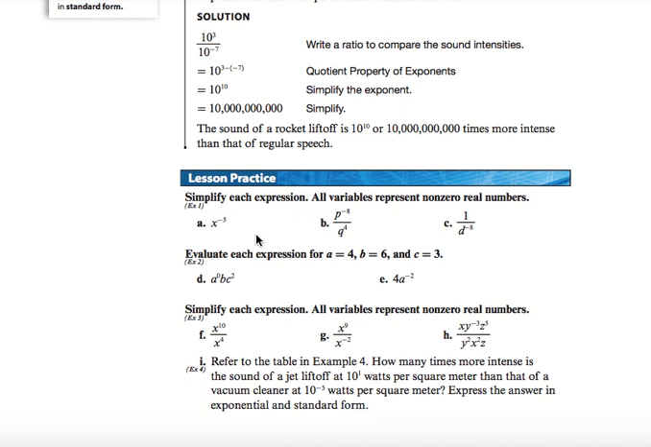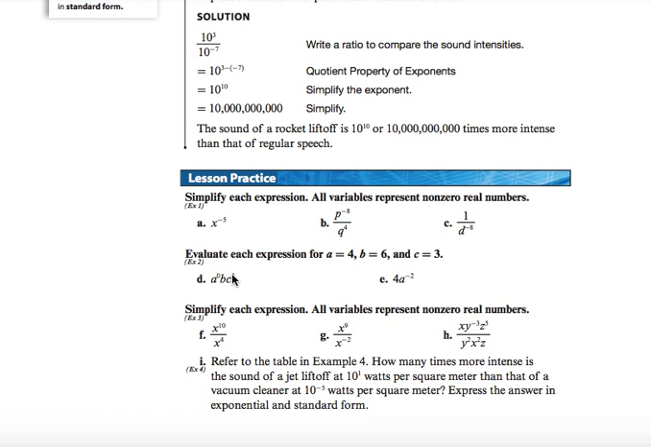Simplify each expression in letters A, B, and C. You're taking that negative value and writing it as a positive in the denominator. So here you would have 1 over x to the 5th. Here you would put the positive value in the denominator here. So you would have 1 over p to the 8th, q to the 4th. In letter C, you've got the negative that's already here. So you flip that up to the top and it becomes positive. So you've got d to the 8th as a positive value.